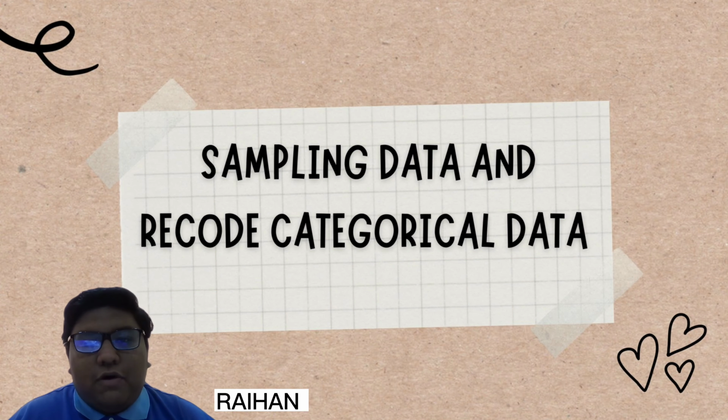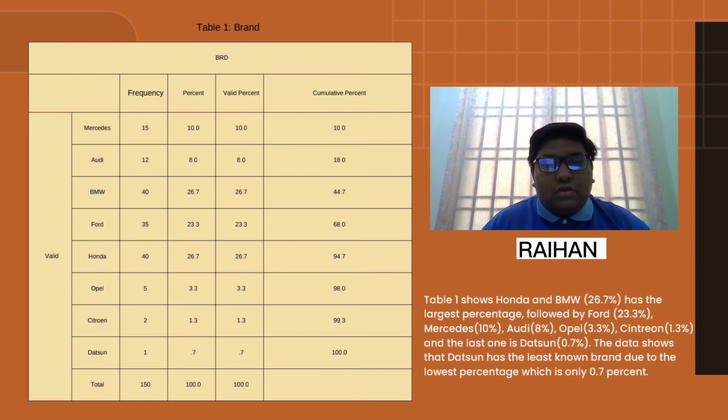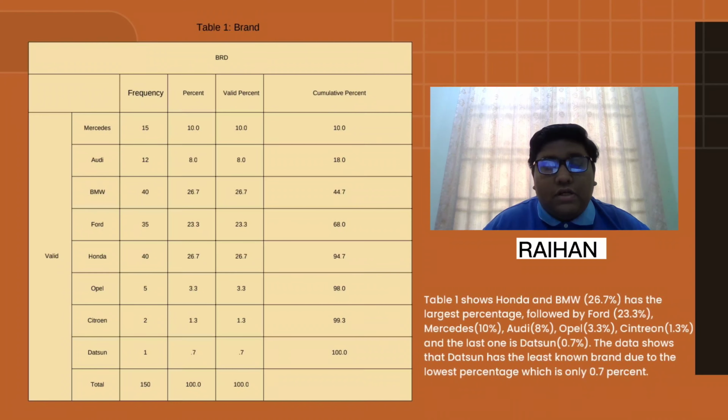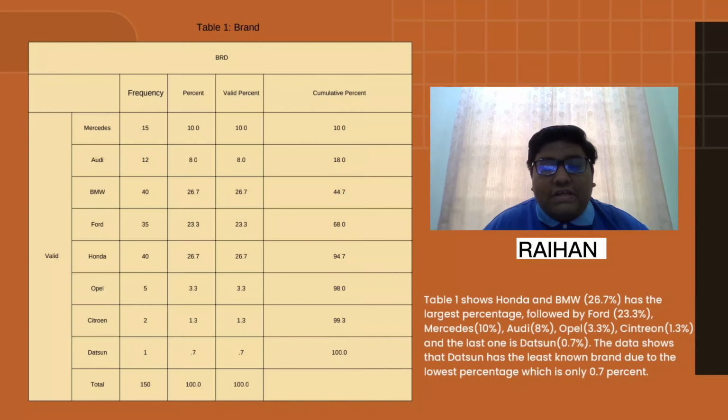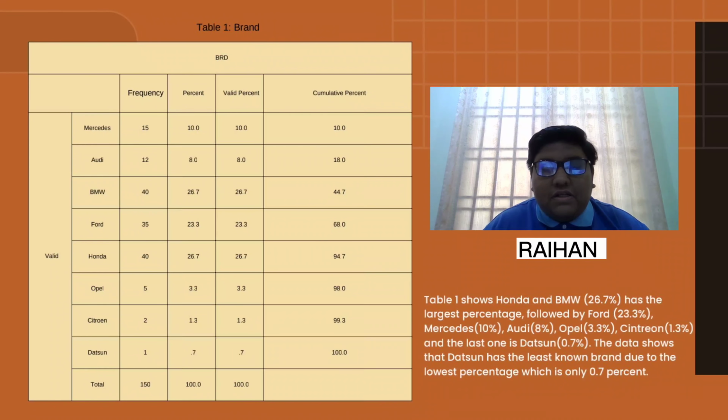Hello, my name is Muhammad RAIHAN SHARUL bin SARON. Today I will present about sampling data and record categorical data. The first table is for the categorical data. Table 1 shows that Honda and BMW, at 26.7%, have the largest percentage, followed by Ford, Mercedes, Audi, Opel, Citroen, and the last one is Datsun.